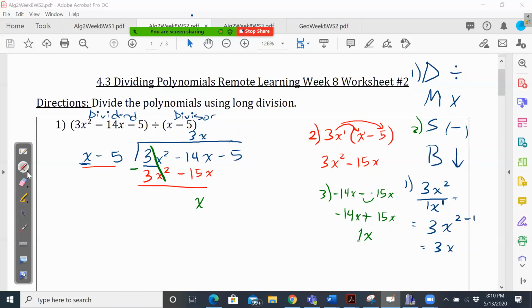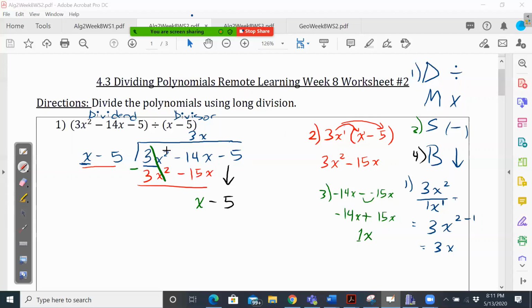And now we're going to go to our fourth step, which is to bring down. So I'm going to bring down the next term for my polynomial, which is that negative 5. And from here, it's going to be the same steps again. So we're going to do all the steps that we start off with. We're going to do it again for this down here.